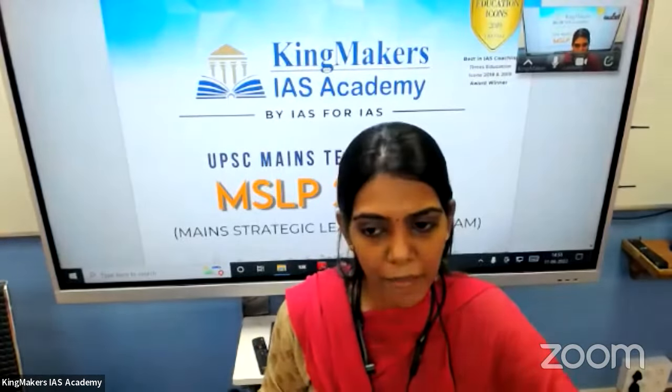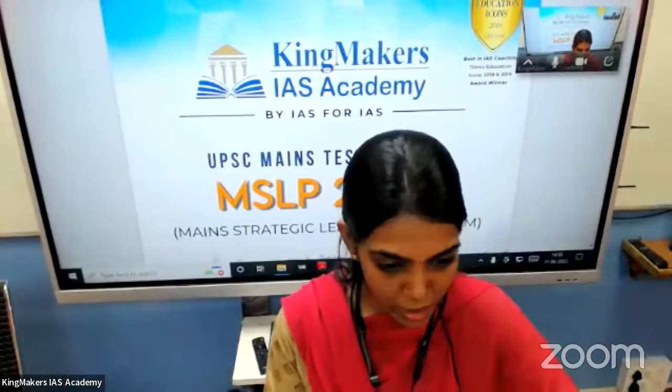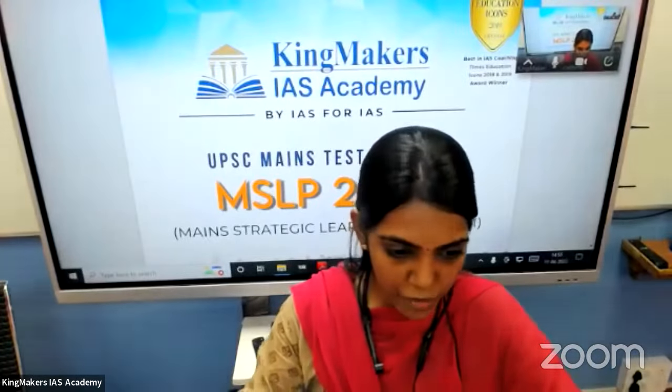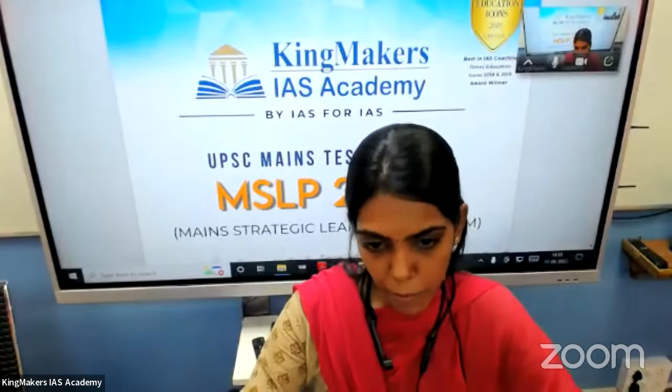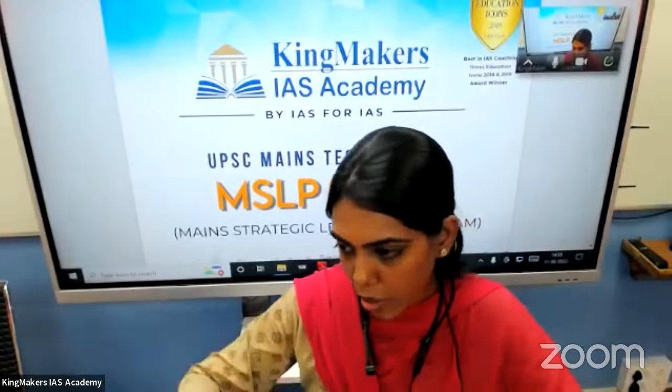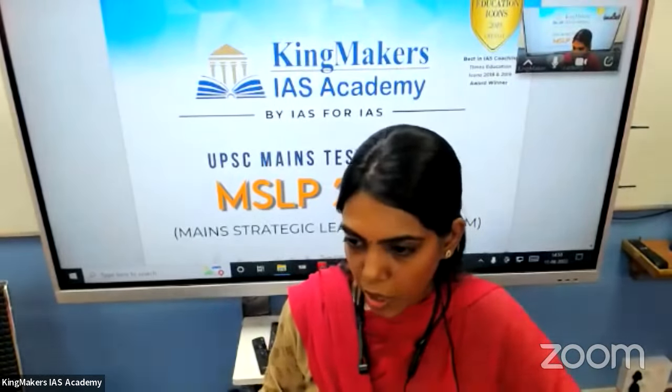Apart from that, there are schemes like Smart Cities, AMRUT, urban mission, and the different urban local bodies, they're coming up with different strategies. Like in Bangalore and all, rooftop solar power harvesting is being done. So whatever urban bodies are doing, when you come across it in the newspaper, please make note of it so that you can use it in your answer.